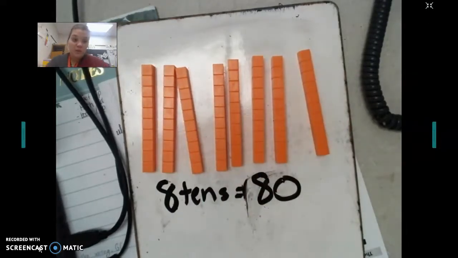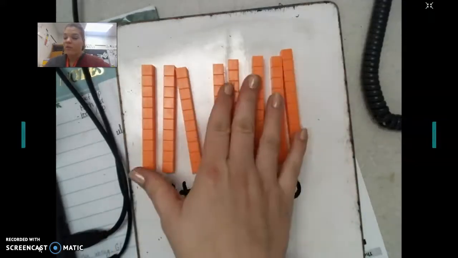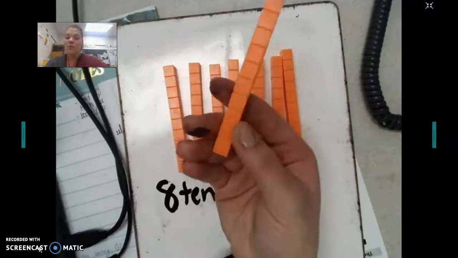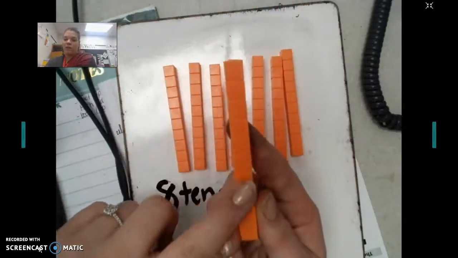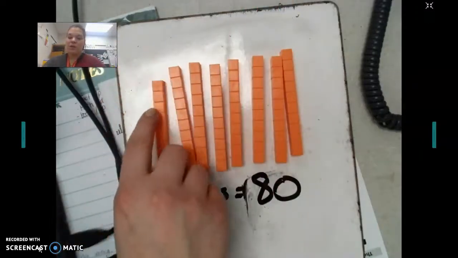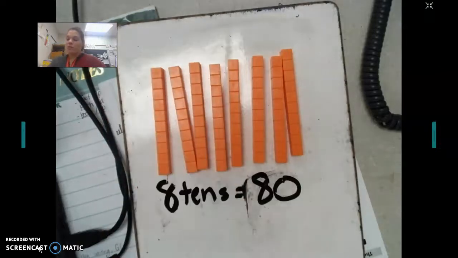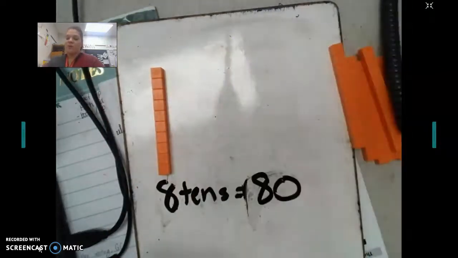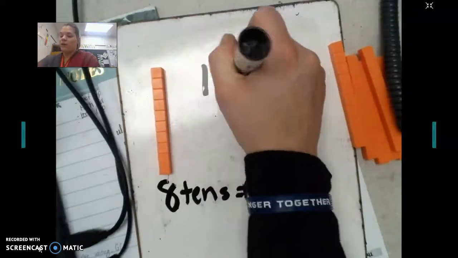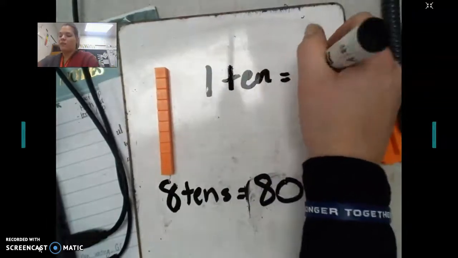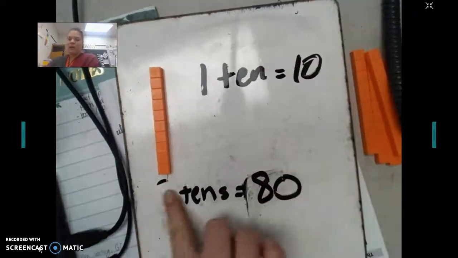So when you go ahead and do your math pages after this, just remember a group of 10 will look like one long thing of cubes. That's a group of 10. One group of 10 just looks like that, okay?